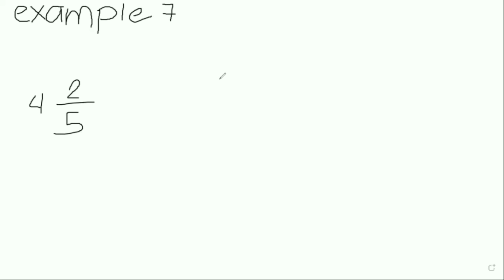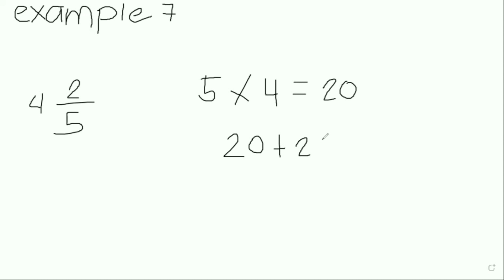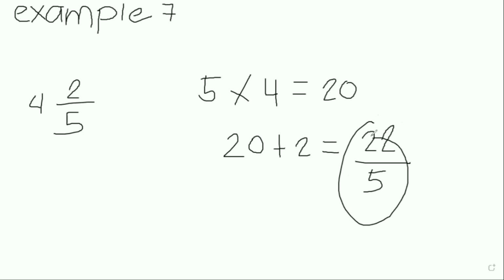Our next example is 4 and 2/5. Let's multiply the denominator 5 with 4, which is the whole number. So the answer is 20. So we are going to add the product to the numerator 2. So 20 plus 2 equals 22, and that will be the new numerator. And then let's copy 5 as denominator. So our answer is 22 fifths.